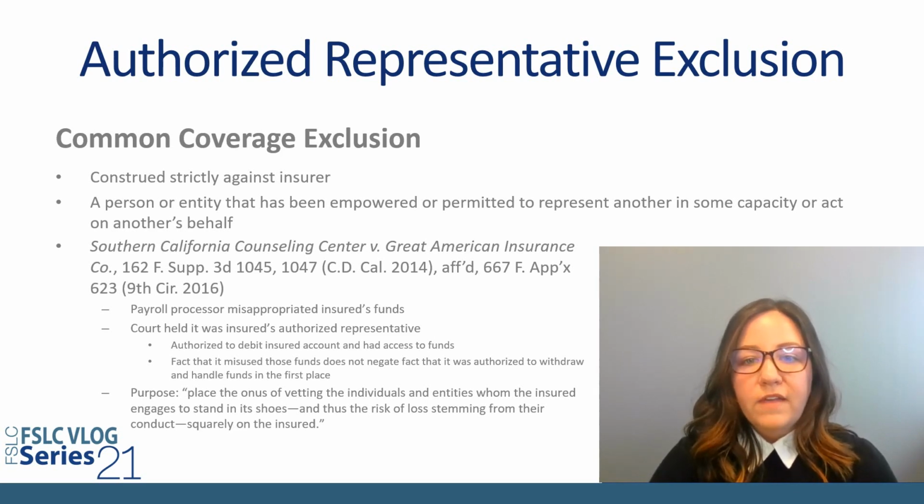A common example of an authorized representative is a payroll processor who contracts with the insured to withdraw and disperse payroll funds and taxes. For example, in Southern California Counseling Center, a payroll processor misappropriated the insured's funds, and the court held the payroll processor was not an employee because it fell within the policy's authorized representative exception. The payroll processor was authorized to debit the insured's account, and the fact that it misused those funds did not negate the fact that it was authorized to withdraw and handle them in the first place.